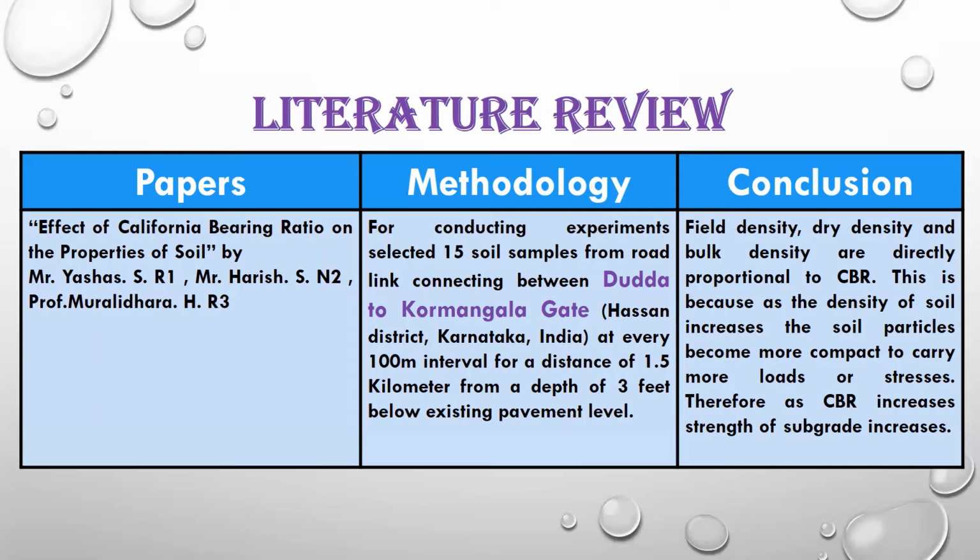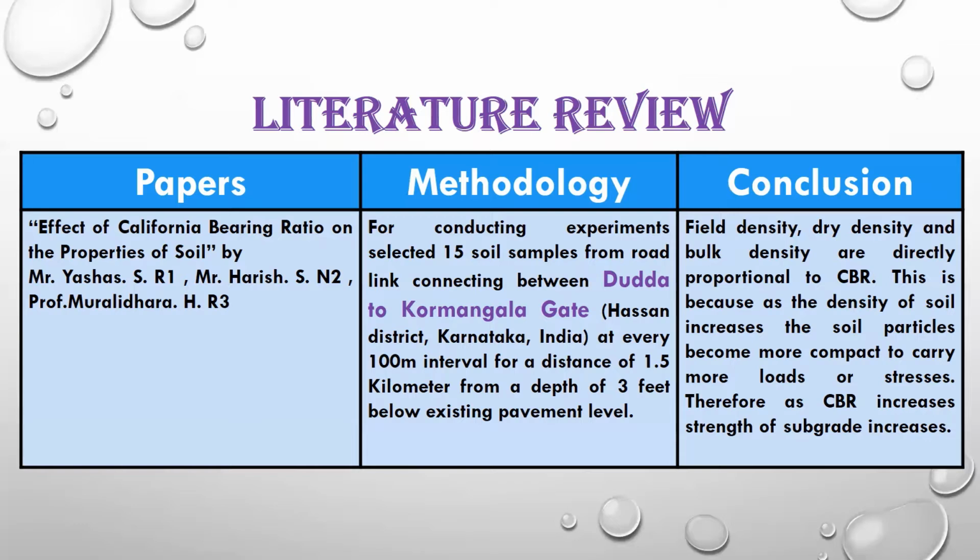For conducting experiments, they selected 15 soil samples from the road link connecting Dudda to Karmangala Gate, Hassan District, Karnataka, India, at every 100-meter interval for a distance of 1.5 kilometers, from a depth of 3 feet below the existing pavement level. They did different testing: field density, dry density and bulk density, and checked the CBR value as the density of soil increases.